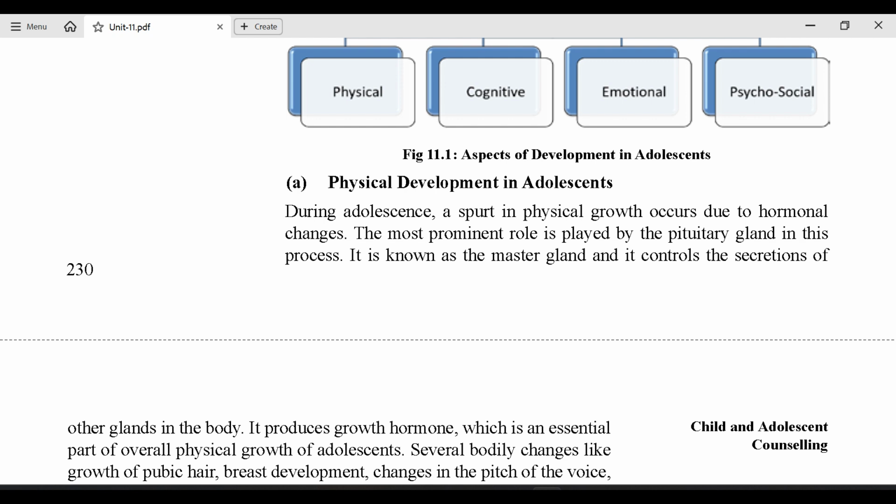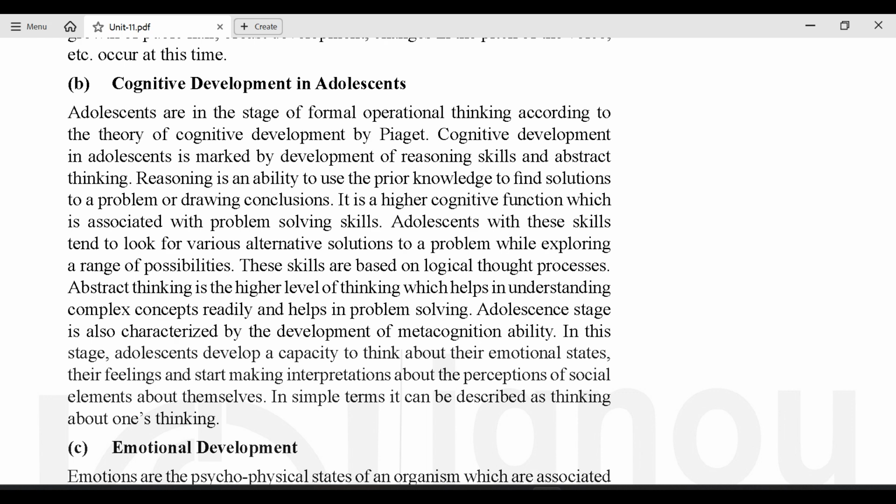Physical development in adolescence. During adolescence, a spurt in physical growth occurs due to hormonal changes. The most prominent role is played by the pituitary gland in this process. It is known as the master gland, and it controls the secretions of other glands in the body. It produces growth hormone, which is an essential part of the overall physical growth of adolescents. Several bodily changes like growth of pubic hair, breast development, changes in the pitch of the voice, etc. occur at this time.